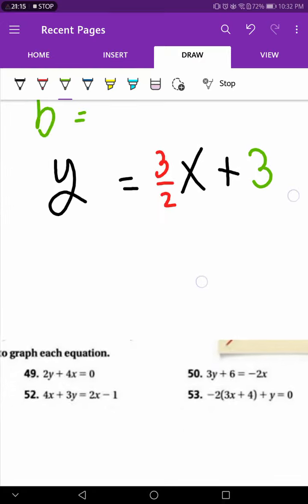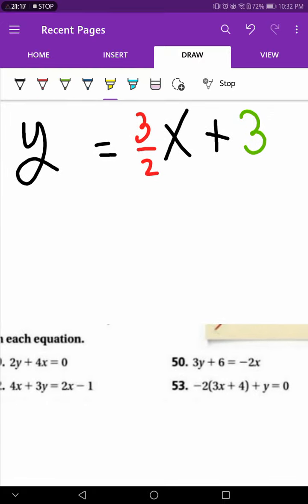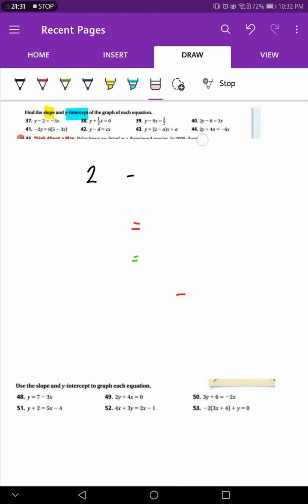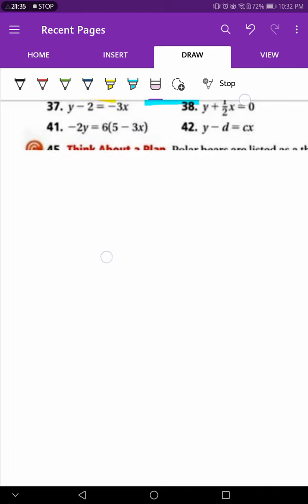Now see, you find m, which is 3 over 2, and the b, or the y-intercept, which is b, equals 3. Okay, my dear student, are you happy? I hope so. Let us take more examples. It is good for you.